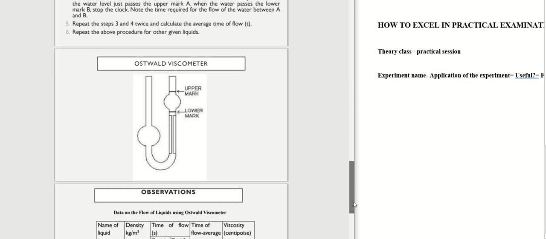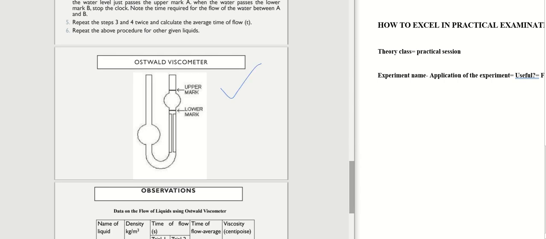This is the Oswald viscometer. Whenever we are studying a practical or the procedure involved in any experiment, make sure we study this practical along with the theoretical lecture notes. It will be much easier. We already discussed this topic in the theory class, and we can have a relevant explanation side by side. This practical might go in parallel with the theory class.